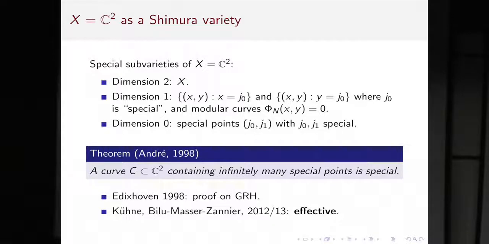Very recently, this theorem has been reproved effectively, independently by Kühne and Bilu, Masser and Zannier. And this is, at this point, still the only case of this theorem which is known effectively.